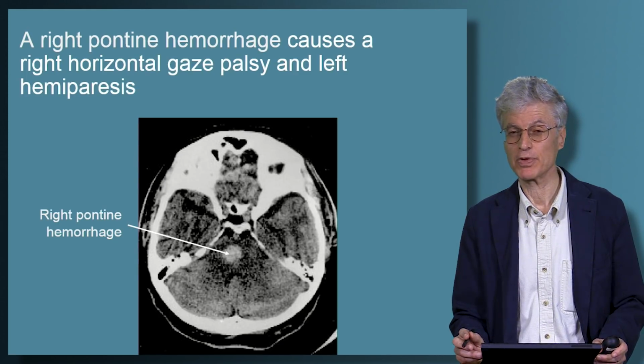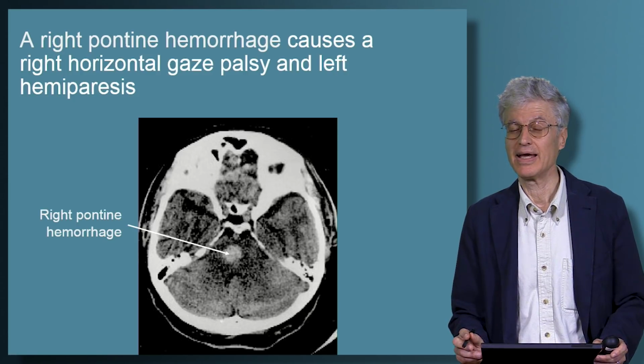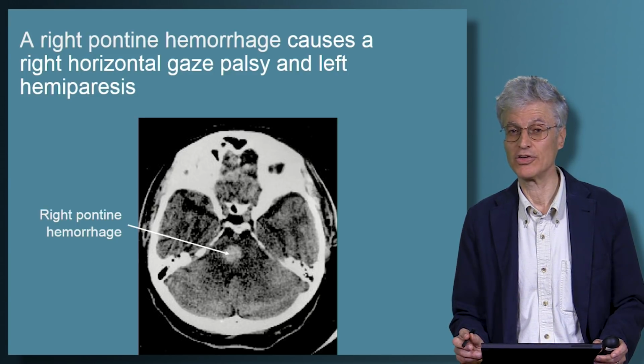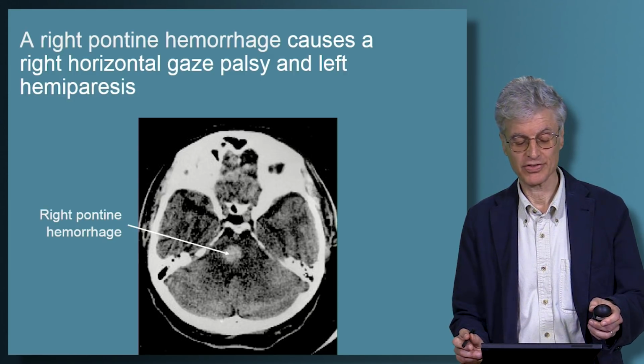Here's an example. We have an axial CT scan of the brain showing the posterior fossa, the brain stem and the cerebellum. And that white area just to the right of the midline in the pons is blood. And the arrow points to a right pontine hemorrhage, which has caused a right horizontal gaze palsy and left hemiparesis.